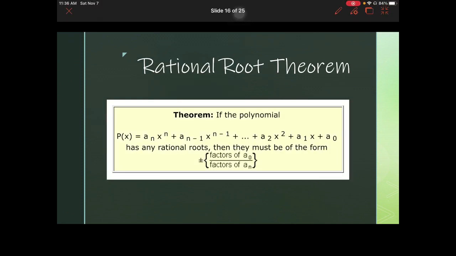Our last theorem for the day is yung rational root theorem. Now, what does this say? If the polynomial that is given has any rational roots, then they must be of the form lahat ng factors of a sub 1, which is your constant, all over factors of a sub n. So, dito po, medyo mahaba-habang proseso ito. Kaya kailangan isa-isahin natin kung ano ang nangyayari.